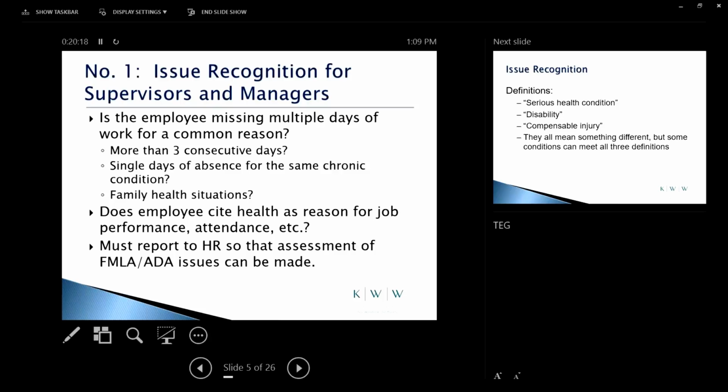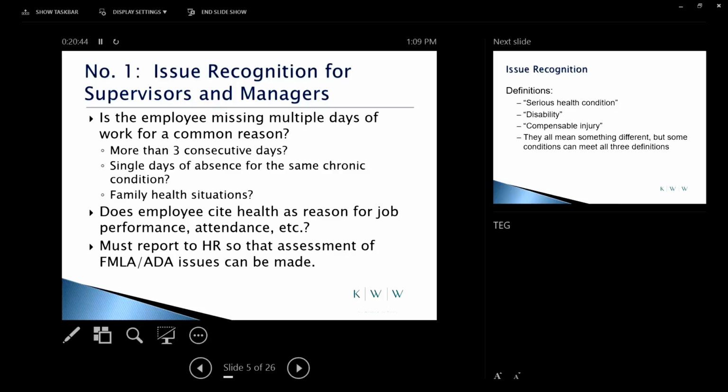So they need to understand when FMLA may be in the picture. There's this common notion that FMLA applies when you're absent for more than 3 days. That is true, but FMLA can apply to other situations before the employee has ever gotten to more than 3 consecutive days. For example, single days of absence for the same chronic condition, or for family health situations.